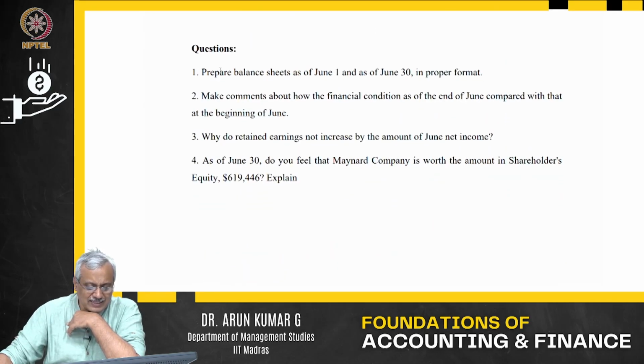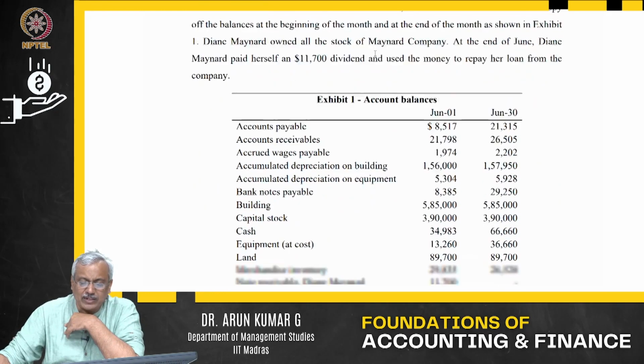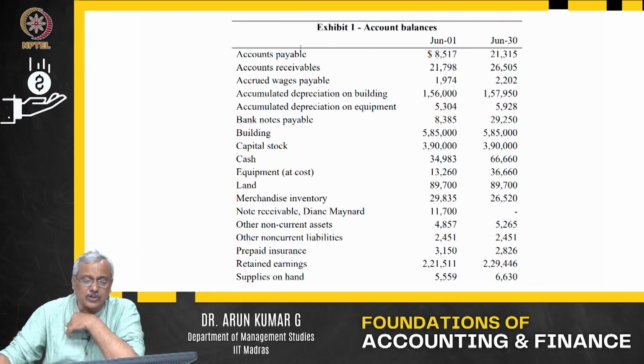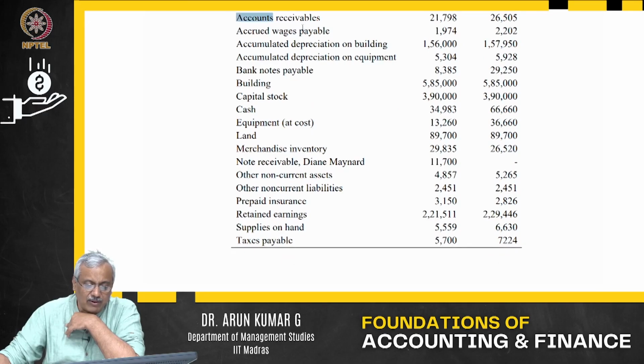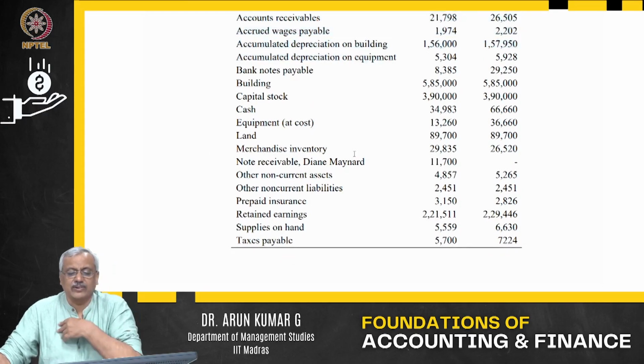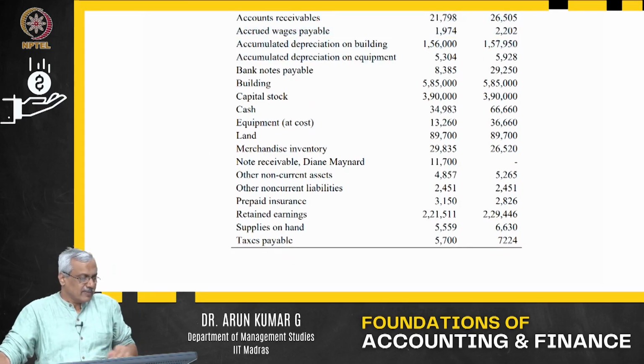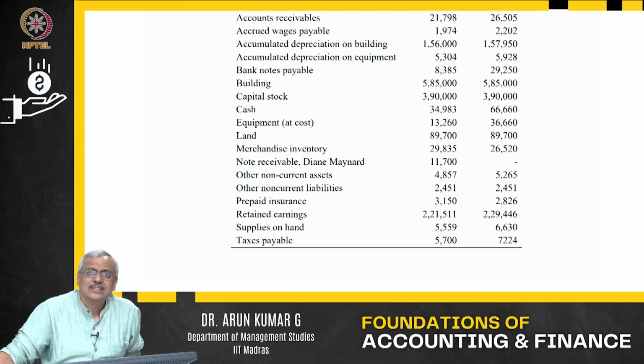Now, let us answer only the first question and not worry about all that. Prepare the balance sheets as of 1st and 30th of June. Two balance sheets, the opening and closing balance sheets as on 30th of June. The details and balances are all given here. It is a very simple task. All I have to do is classify which is an asset and which is a liability, and go on preparing.